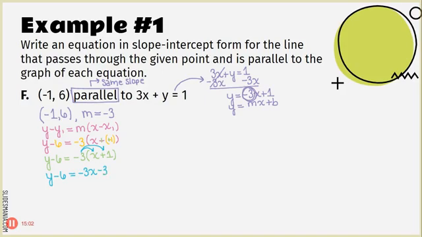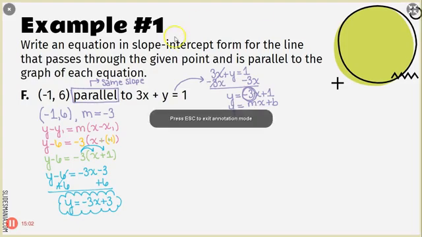And last but not least, to get y by itself, we would undo subtraction with addition, and negative 3 plus 6 would be a positive 3. And so that line would be parallel to the given line and go through the ordered pair negative 1, 6.